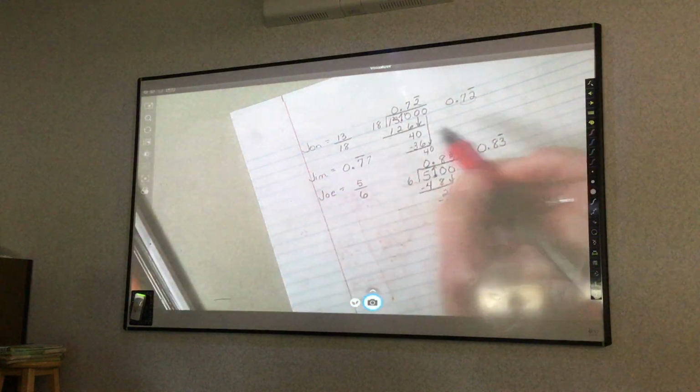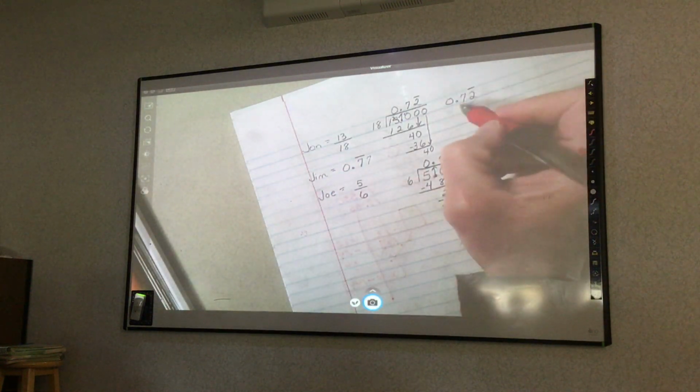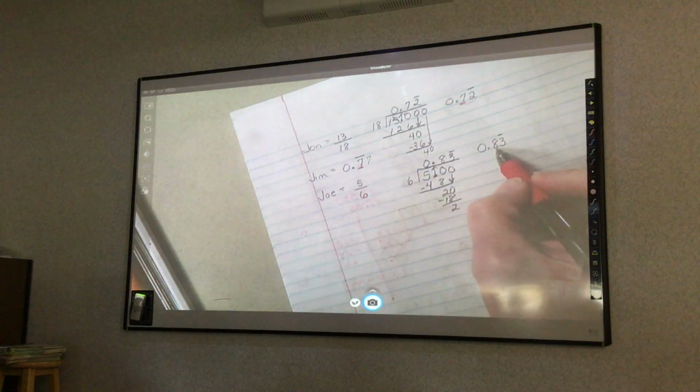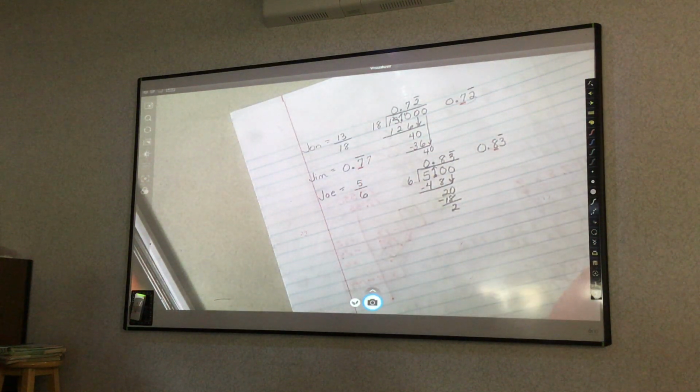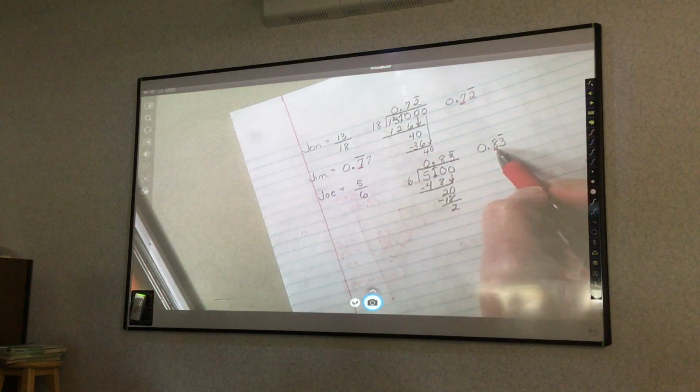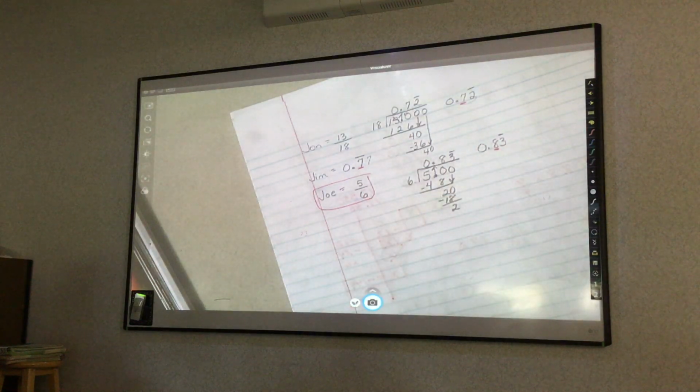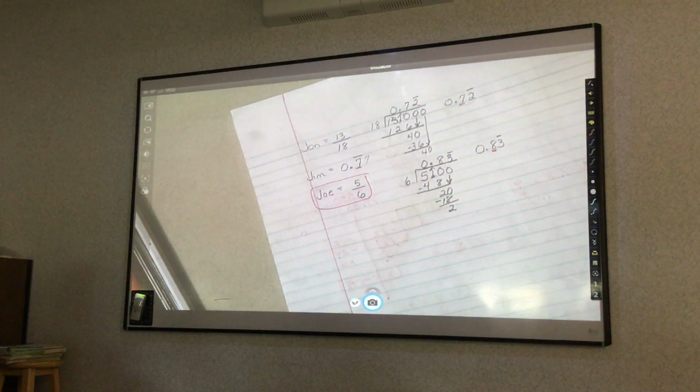So now I have to compare. Well, the tens places are the same here, but the hundredths place here is an 8, so which one's greater? Joe. The 8, right? Yeah. So 5/6 is a better score. But we had to do the math in order to compare. You had to make them either all fractions or all decimals.